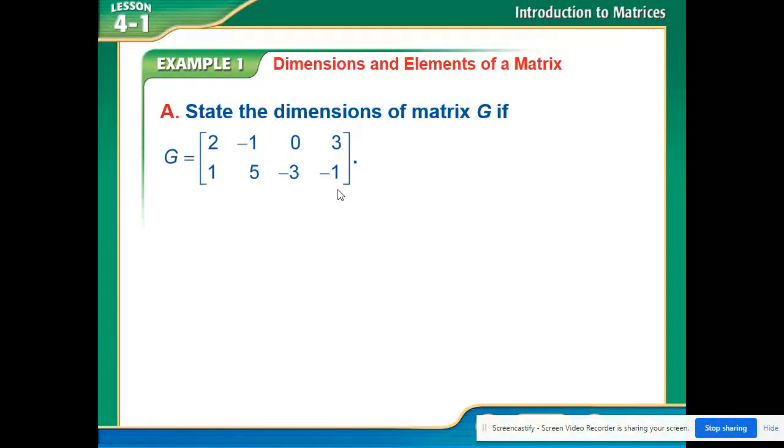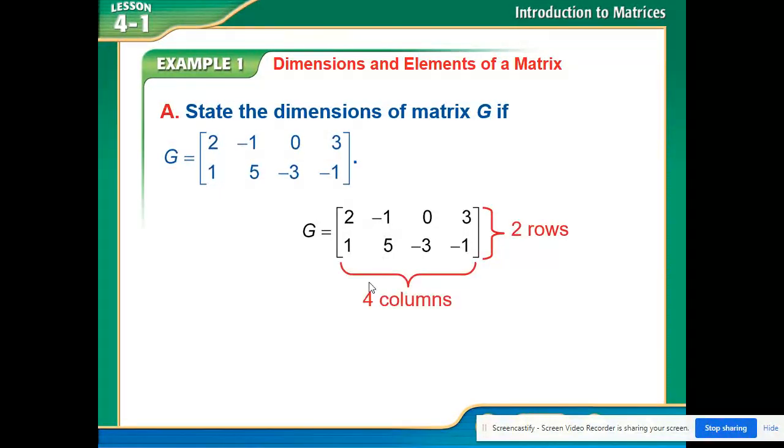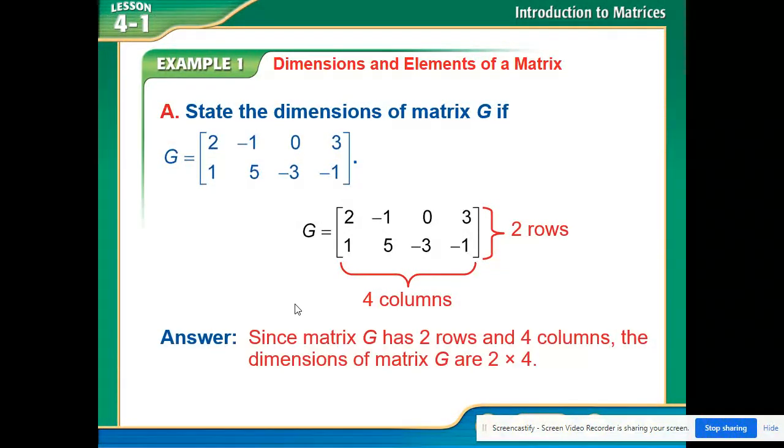So what are the dimensions? We have 2 rows here and 4 columns. Columns, remember, go up and down like the columns on the Parthenon, and row your boat across the stream, goes across. So we have 2 by 4. So this is a 2 by 4 matrix.